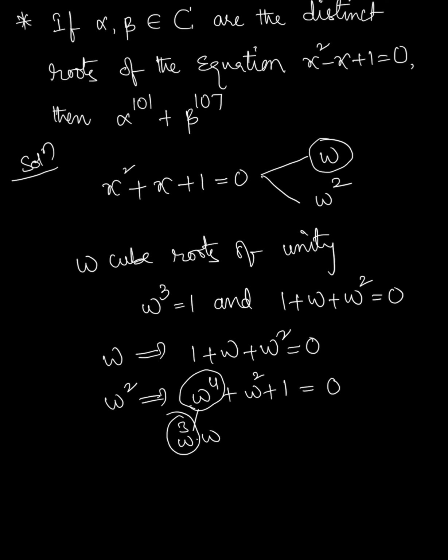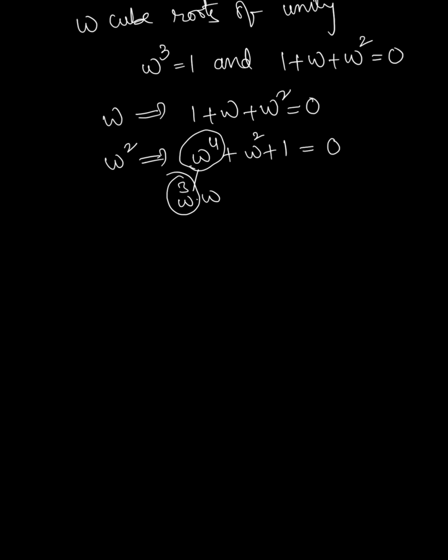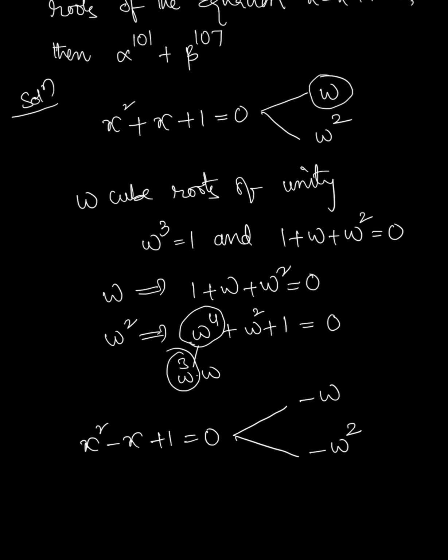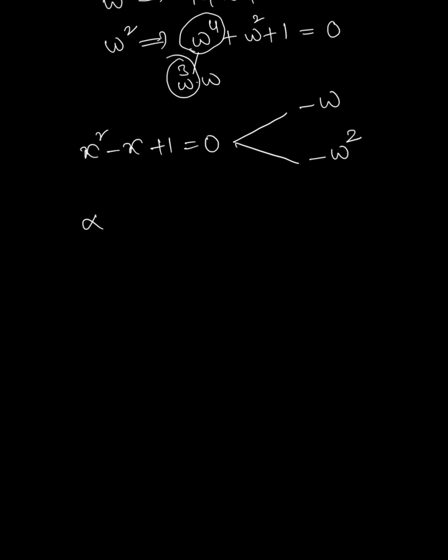Now here the given question is x square minus x plus 1 equal to 0. So according to this, the roots are minus omega and minus omega square. Whatever you want, consider alpha as minus omega and beta as minus omega square, whatever it may be. Now from this we need to find alpha power 101 plus beta power 107. Both are odd numbers only, so it is minus omega whole power 101 plus minus omega square whole power 107.